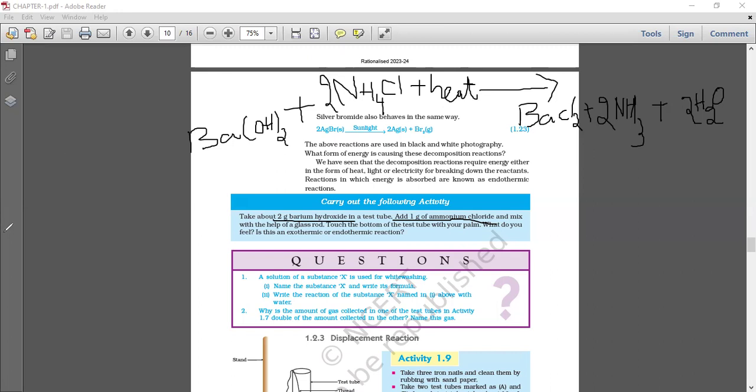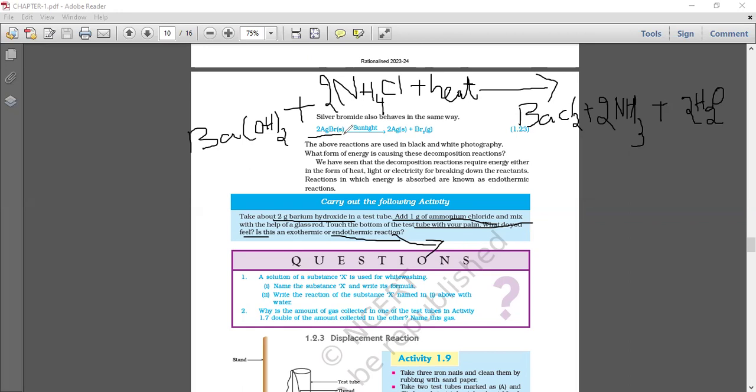Now he's asking, do you feel any change in the temperature? Yeah, I feel the change in temperature. So why is this happening? Because here we are adding heat energy. So this is an example of endothermic reaction. This activity, barium hydroxide plus ammonium chloride, is an example of endothermic reaction.